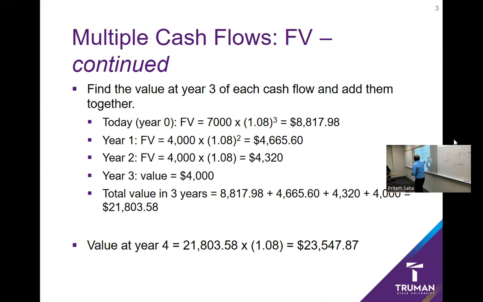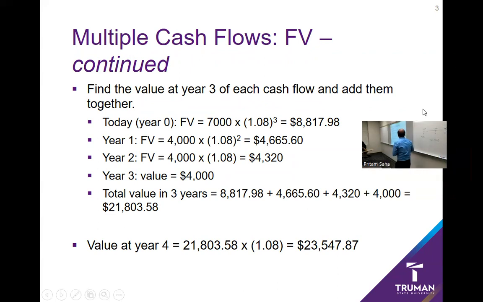Now, if we look here, what we are trying to say is our cash flow today can go for 3 years, right? Cash flow at the end of year 1 can go for 2 years. Cash flow at the end of year 2 can go for 1 year. And cash flow at the end of year 3 cannot grow, same value. What we're doing is finding the future value of each cash flow and summing them up. That should be the future value in year 3.